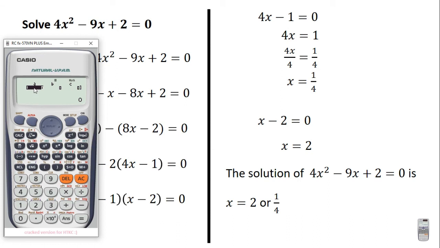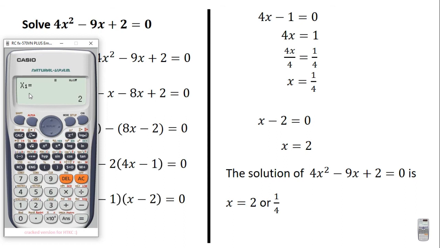The cursor is on a. It is asking you for the value of a. We know that for this equation, the value of a is 4. So you enter 4, then you press equal to. The cursor moves to b. It's asking for the value of b. For this equation, the value of b is minus 9. So you enter minus 9, you press equal to. Then the cursor moves to c. It's asking for the value of c. For this equation, the value of c is 2. So you enter 2, then you press equal to.